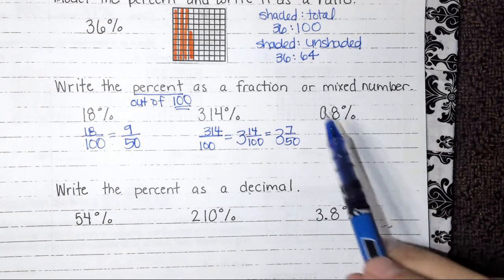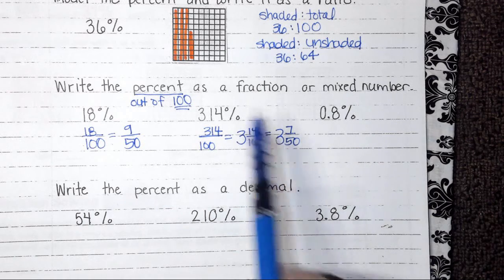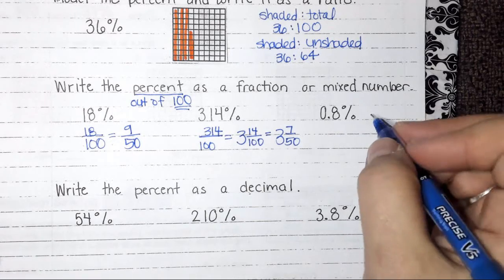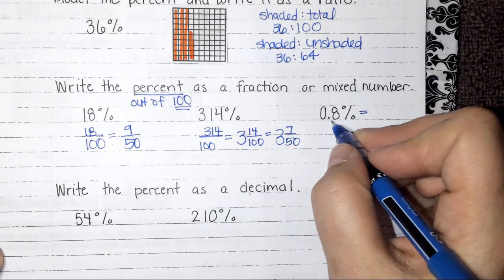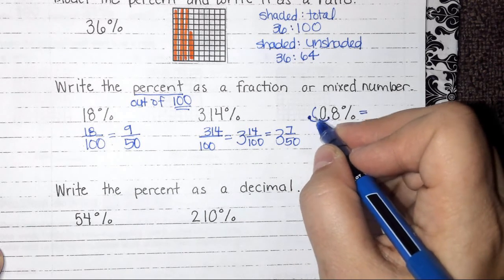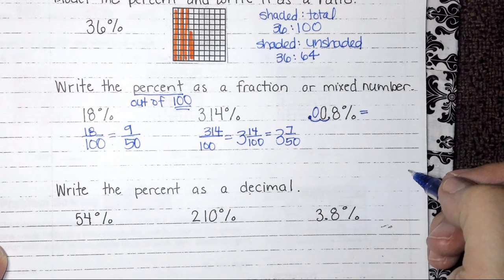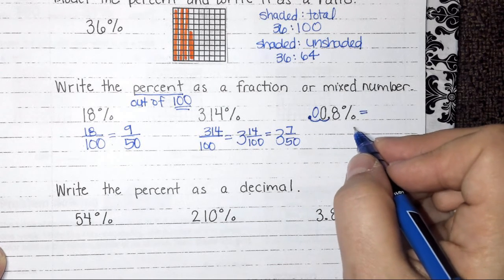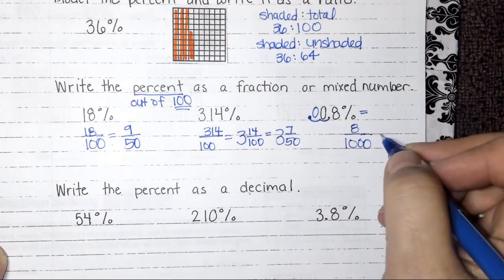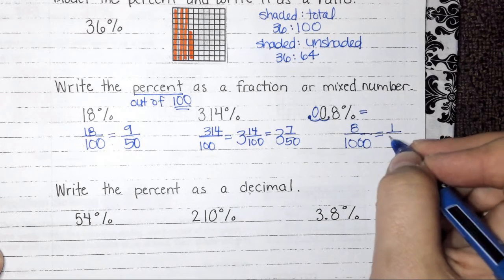Now, this is where it gets a little tricky when you have a decimal, okay? It's easy when we have whole numbers to put over 100, but when I have a decimal, I'm going to go ahead and change this to an actual decimal. Take my percent sign away. So I'm going to move it 2 places to the left. I have to add a 0. That now gives me 8 thousandths. So how would I write 8 thousandths as a fraction? 8 over 1,000. 1 over 125.